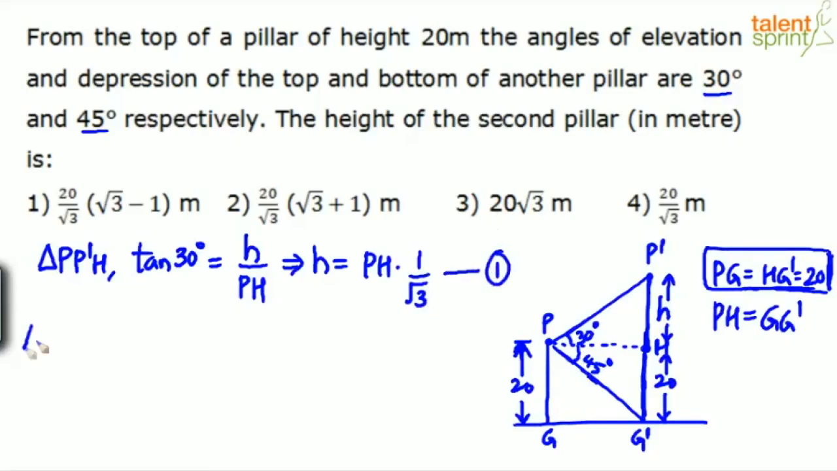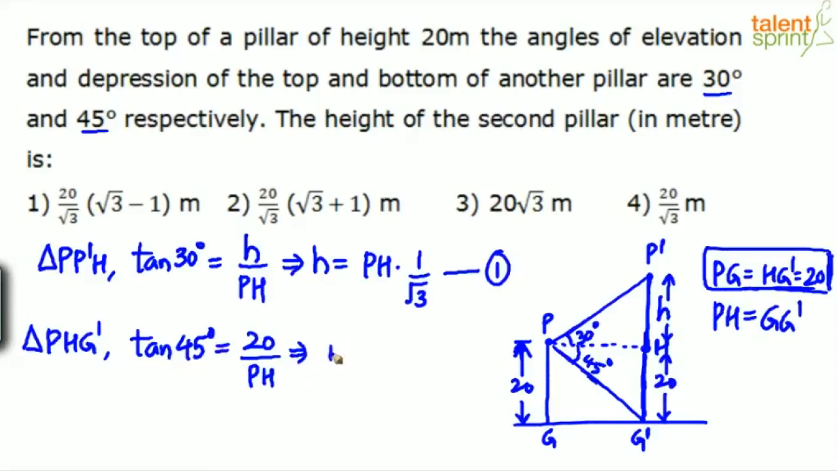Which is the other triangle? Which one shall we consider? We'll consider the triangle PH and G dash. In this, what do you see? Tan 45 degrees, right? The bottom triangle, tan 45. What is tan 45? Opposite by adjacent again, right? Opposite side is 20. We know this value, right? Opposite side is 20. Adjacent is how much?